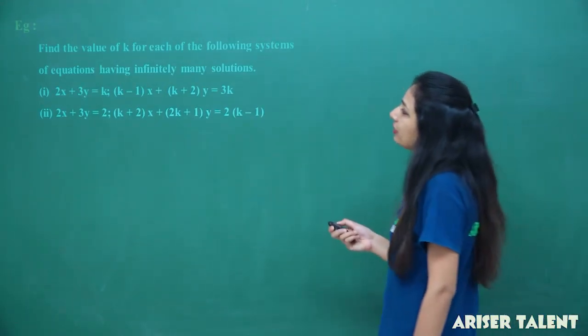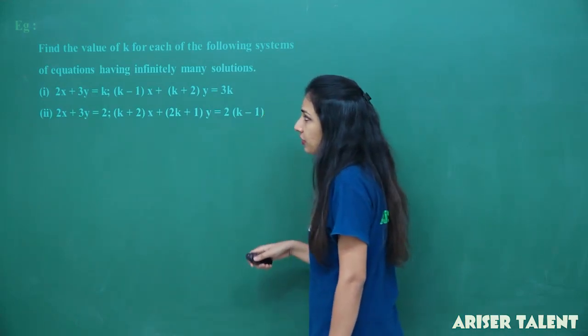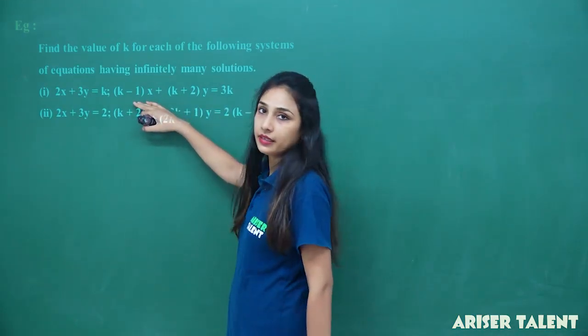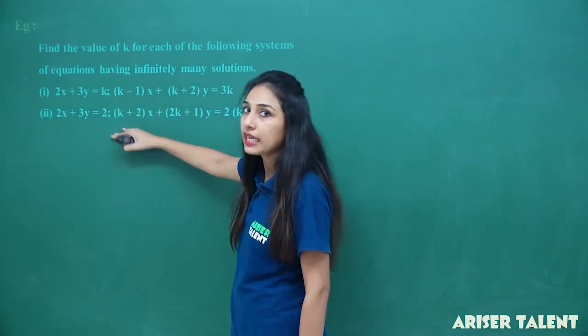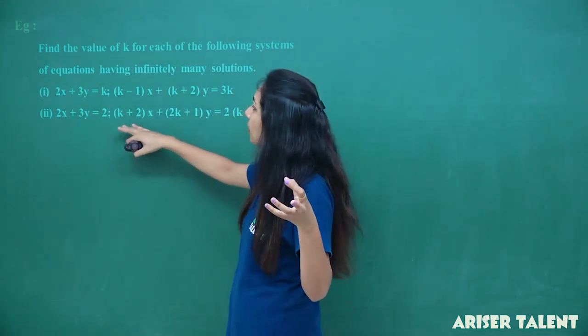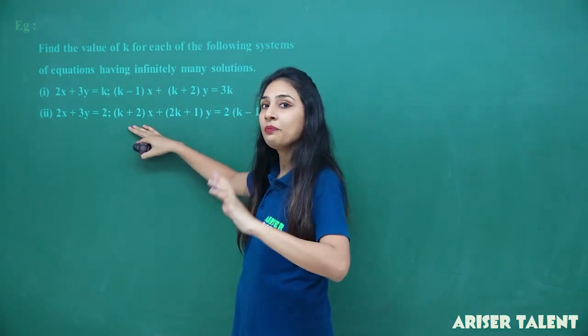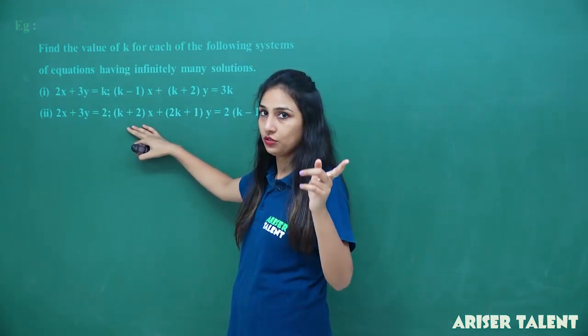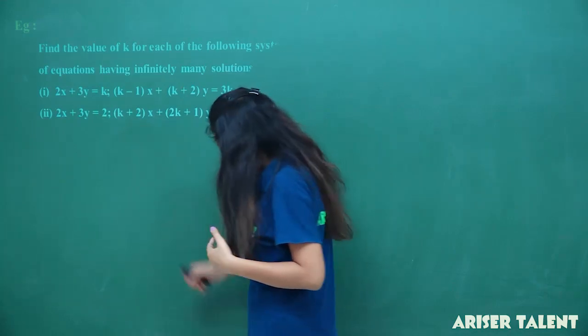So we were talking about this. Now in the first question, we have two systems here. This is the first system, this is the second system. We have to find the value of k, one by one in both the equations. So should we start? Okay.